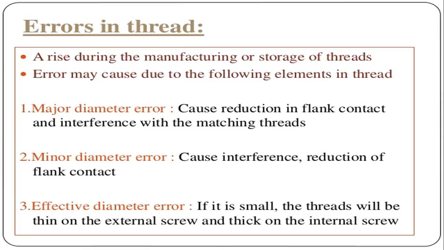The second one is the minor diameter error. This is caused by interference and reduction of the flank contact. So this is mainly due to the reduction of the flank contact. Whenever the flank changes, it causes an error in the minor diameter. That is why this error is caused.